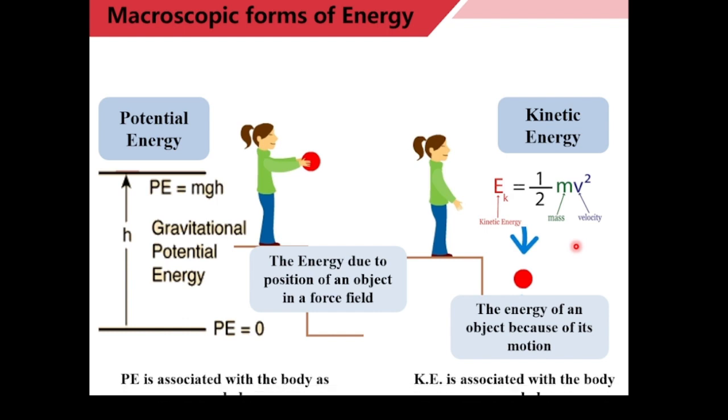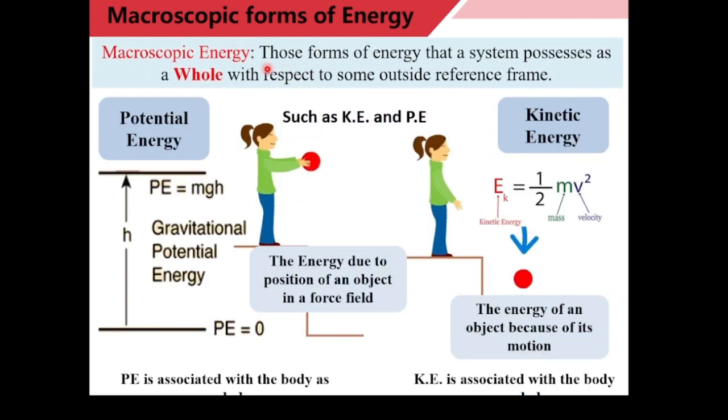From this, we have observed that both the potential and kinetic energy are associated with the body as a whole. Both kinetic and potential energy are described for this whole ball, or this system. They are associated as a whole with this ball, not with a part of it, or the molecules or atoms inside it.